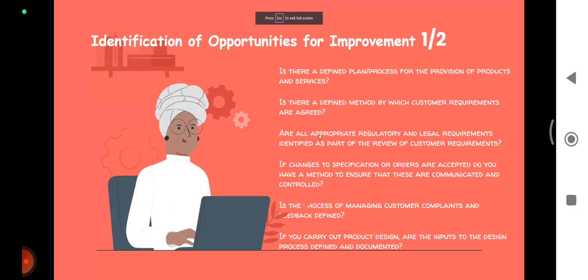Okay, so you now have to determine, is there a plan, is there a defined plan or process for the provision of product and services? So this is now the evidence that you're going to be looking for. You check and verify if there is a defined method by which customer requirements are agreed. You check, are all appropriate regulatory and legal requirements defined as part of customer review, and so on like that. If you carry out product design, some organizations don't have product design. So if you don't do design, you can omit the opportunities for improvement under design.